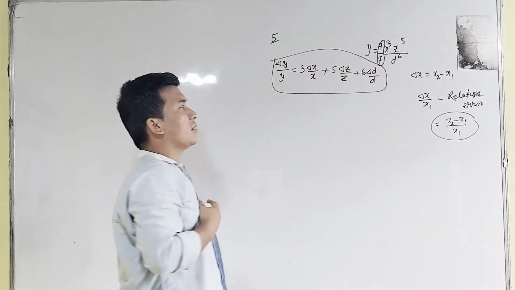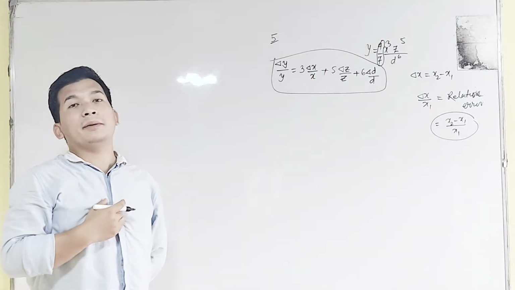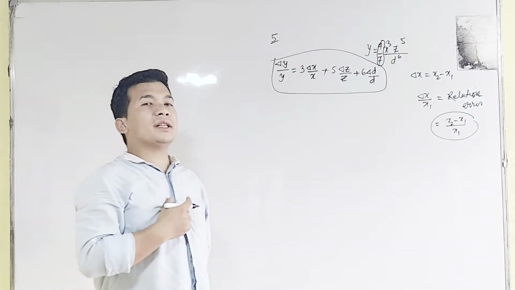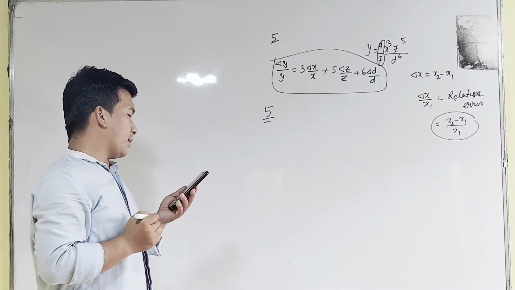And if you want to find out the percentage error, you should multiply both sides, both equations, with 100. Question number 5, let us directly go through our question number 5.